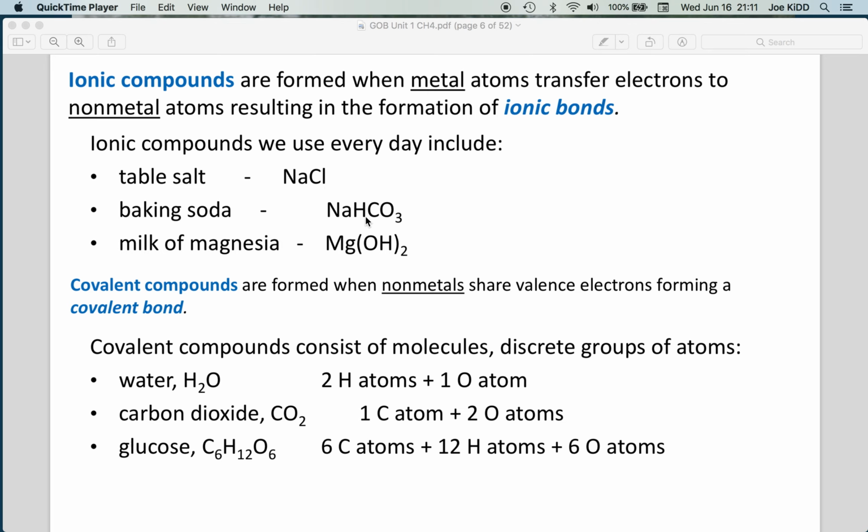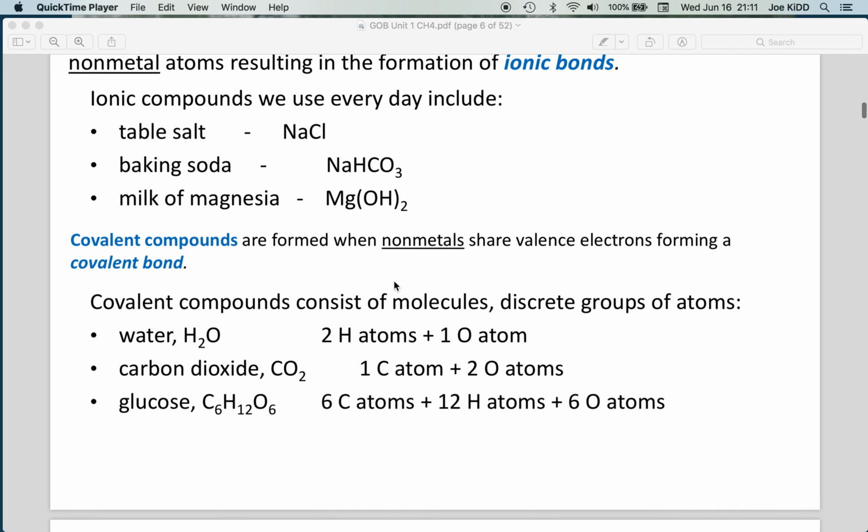Here we see examples with polyatomic ions. Same concept is still occurring here. The other kind of compounds that we're going to talk about a little later are called covalent compounds, right? Now, the recipe for a covalent compound is nonmetal bound to another nonmetal.